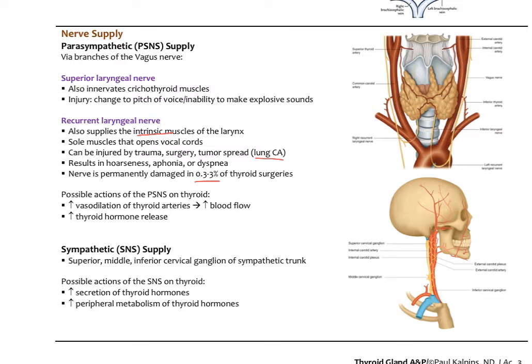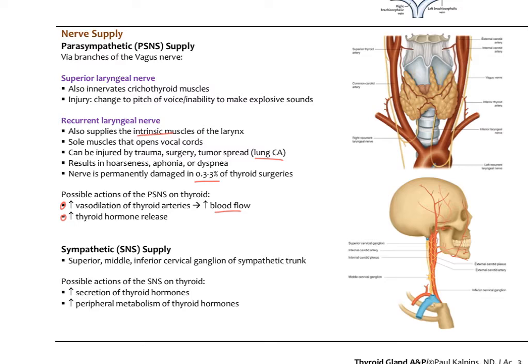Possible actions of the parasympathetic nervous system: it's still an area that received a bunch of research back in the 80s and before that, and then I haven't seen a lot of more recent literature, but from what we know so far, the parasympathetics vasodilate the thyroid arteries. That increases blood flow, and that seems to increase release of thyroid hormone. It's unclear if that results in maybe a greater proportion of T3 or more effects on metabolism downstream.